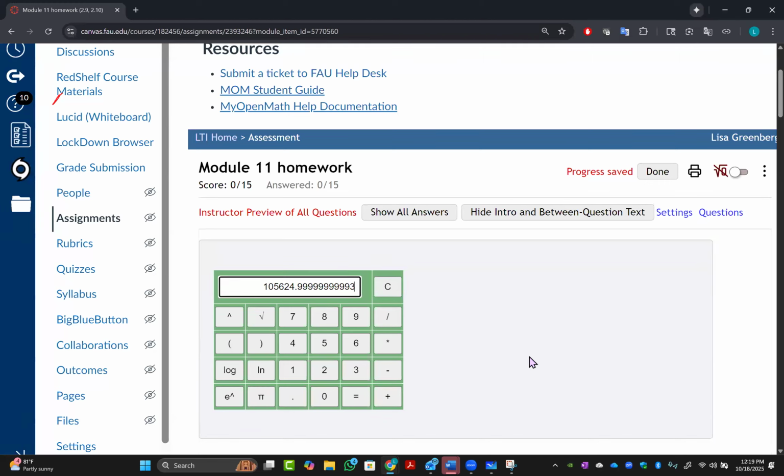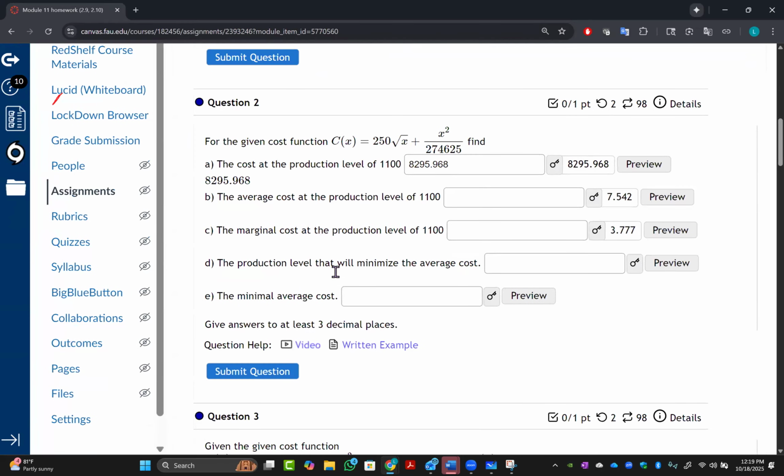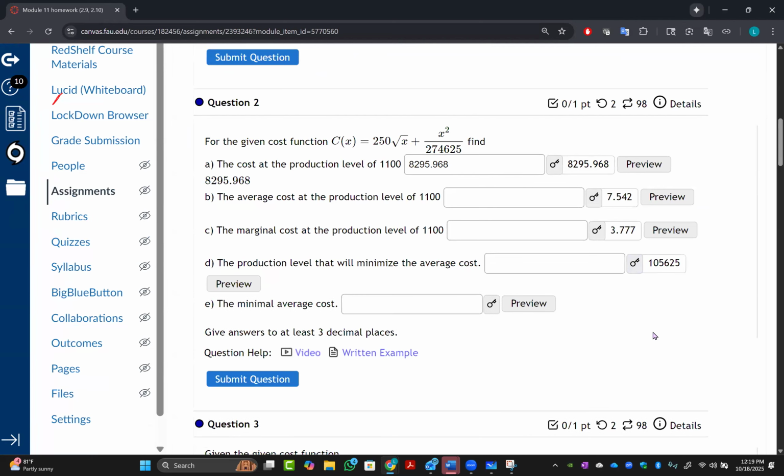And I think we can round that up to 105,625. Okay, so let's see. What is that? The production level that will minimize the average cost. I think that's what we just found.